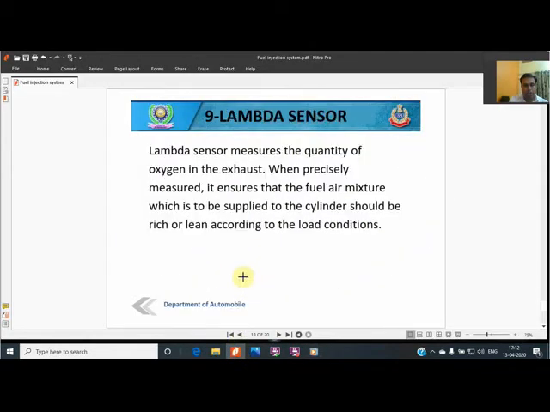Now after the filter, the next thing is the lambda sensor. The lambda sensors, I have told you, are used in the tailpipe. One is used before the catalytic converter and one is after that. The signals of the lambda sensor are very important for the vehicle, because from the signals, the engine decides how much fuel is to be injected.